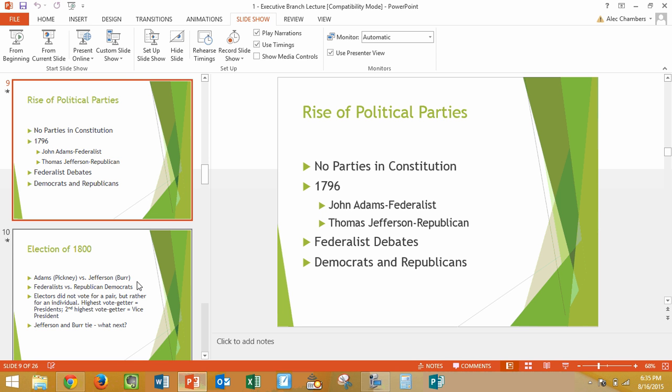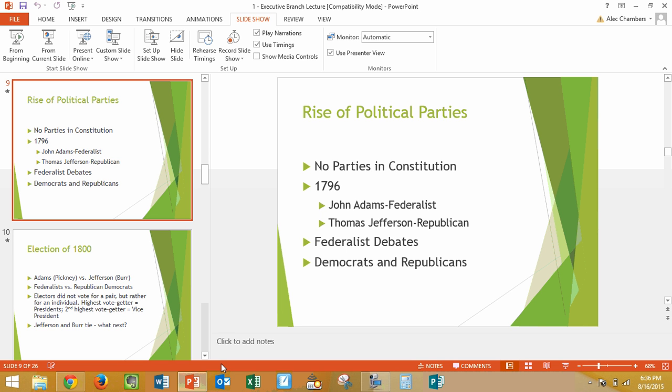Currently, more race equality kind of positions tend to be more democratic liberal positions, and less progressive, less race equality positions tend to be Republican. So that's kind of flip flopped over the last 150 years or so. There are actually no parties listed in the Constitution, so these were created just through the history of our nation. The first parties were the Federalists and the Republicans, also known as the Anti-Federalists.